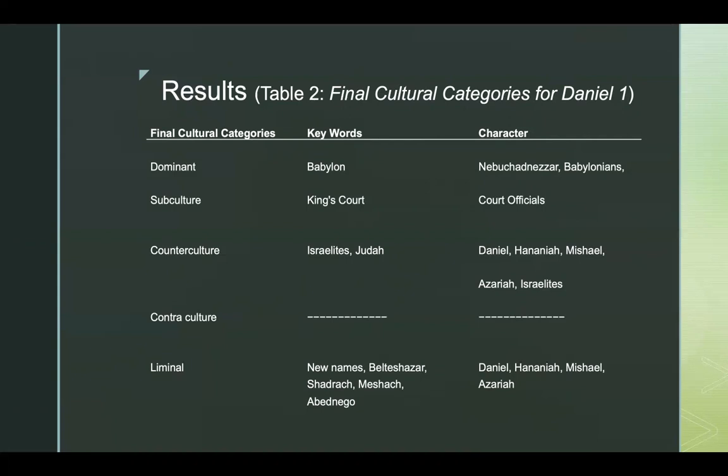Now, in Table 2, these final cultural categories are presented with their keywords that indicate the cultural factors within their character associated with that cultural grouping. One note that sparks discussion is that socio-rhetorical analysis exhibits that all of the final cultural categories are displayed except for one, contraculture, within the text. And maybe the formation of contraculture can be seen throughout the rest of the book of Daniel, but there is no account of it in Daniel chapter 1.